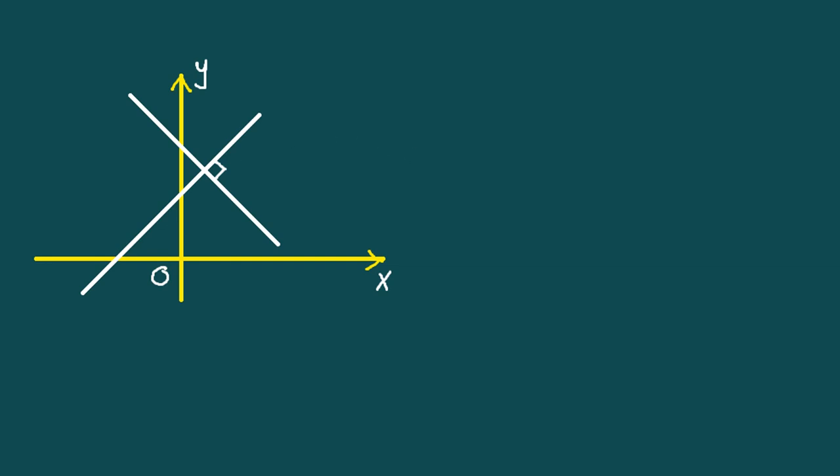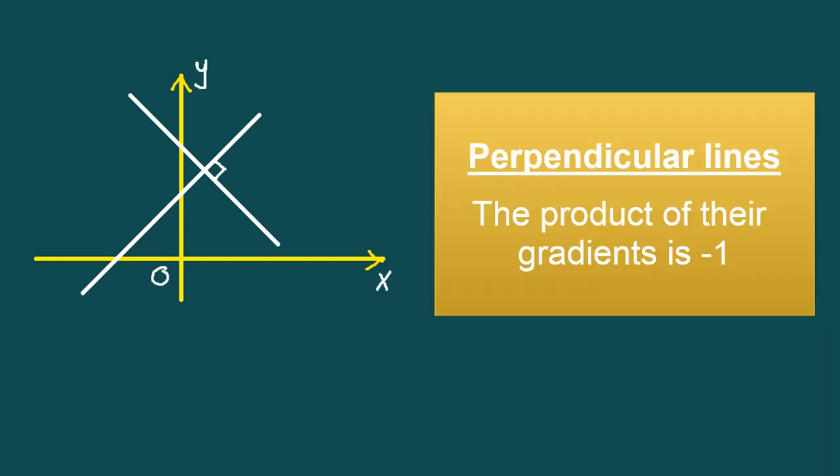It's important for you to know that if two lines are perpendicular, then the product of their gradients is always equal to -1. That means that if line L1 has gradient m, then the other line L2 should have the gradient -1/m, such that the product of their gradients will give us -1.